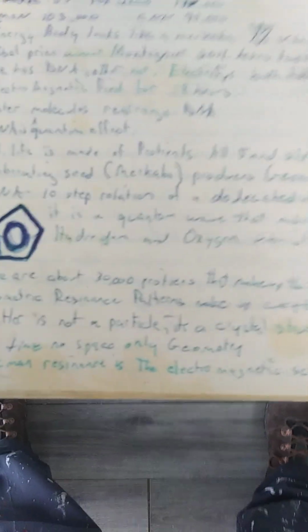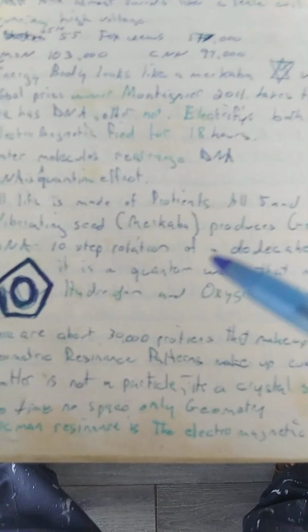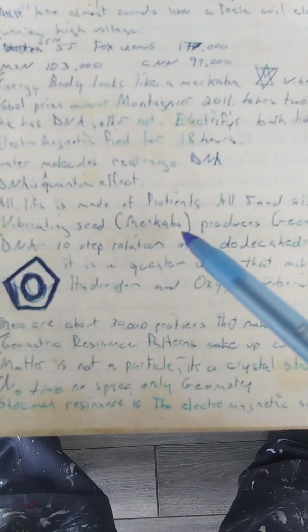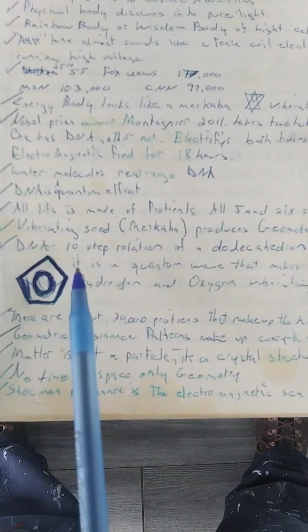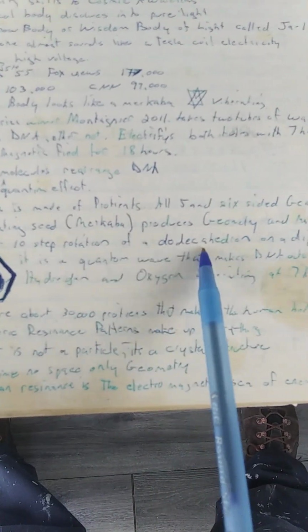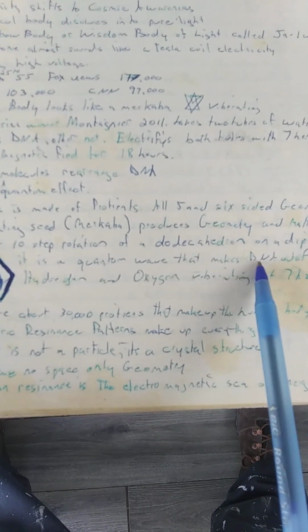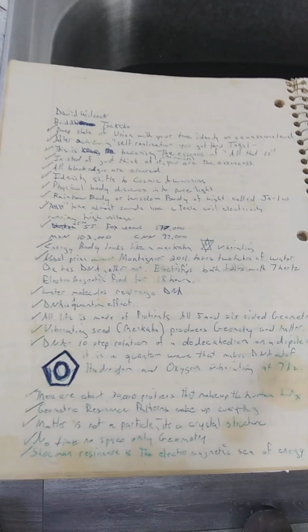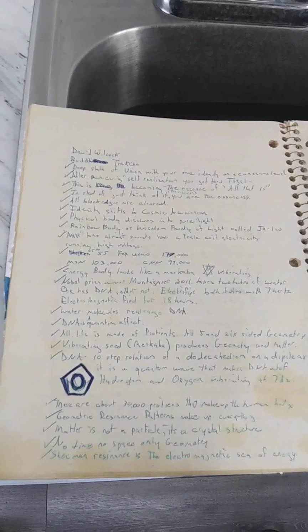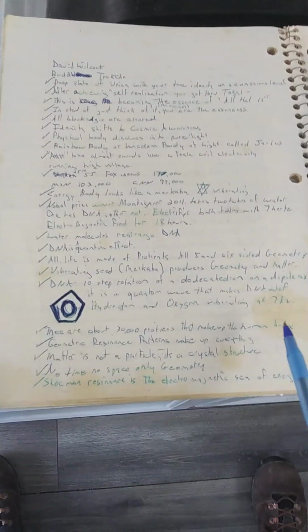So when you get into your DNA, this comes from David Wilcock, and he's saying that the vibrating seed, the Merkaba, produces geometry and matter. DNA is a 10-step rotation of a dodecahedron on a dipole axis. He says it's a wave that makes DNA out of hydrogen and oxygen vibrating at 7 hertz. Okay, 7 hertz is what Tesla basically found out that Schumann resonance is in Colorado Springs.